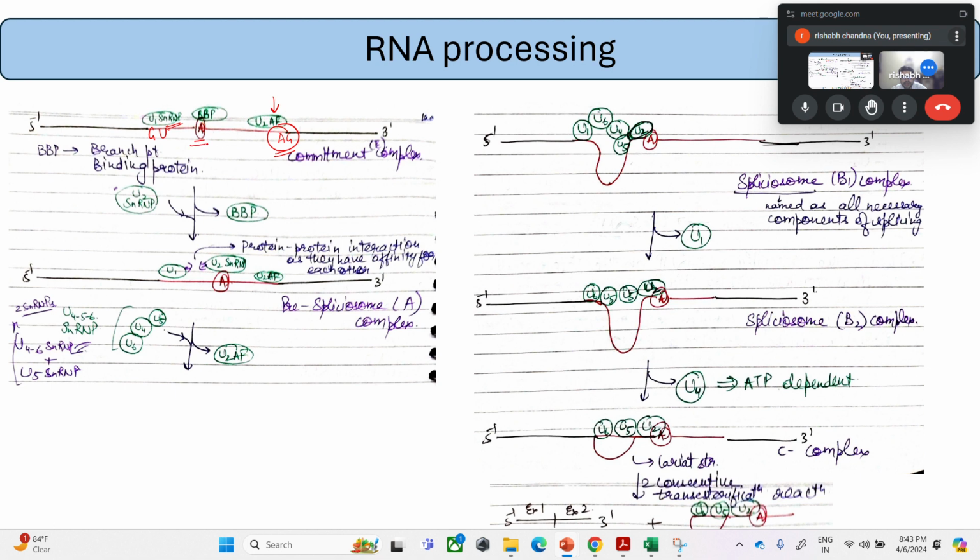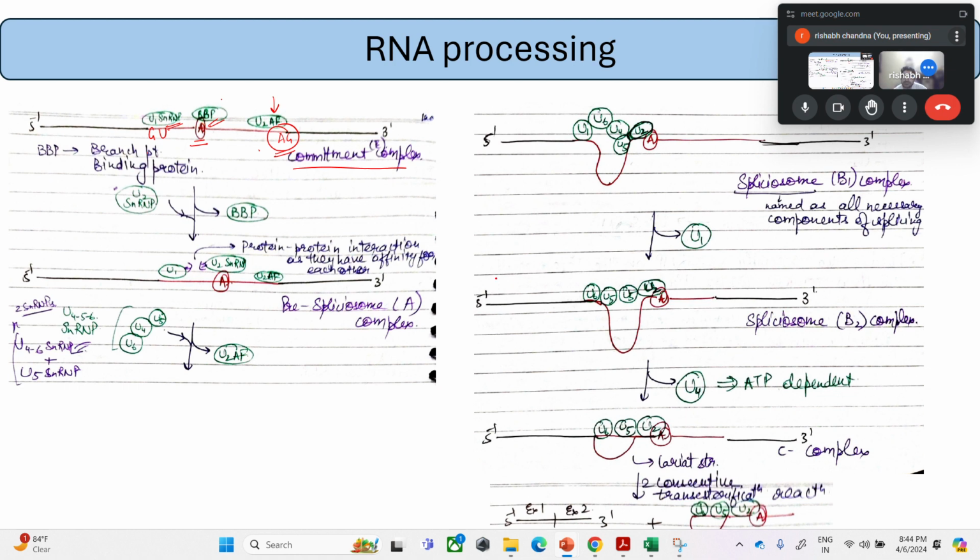Then the branch point, that is the adenosine, the most conserved sequence, is recognized by the branch point binding protein, that is BBP. When these three proteins bind to the particular regions on the mRNA, this is called the commitment complex. Whenever these three proteins are bound to the mRNA, that means the mRNA now needs to go to the splicing reaction and it cannot go away from that process.